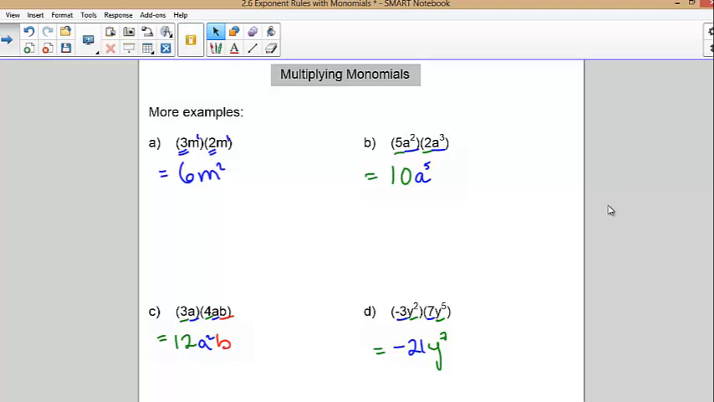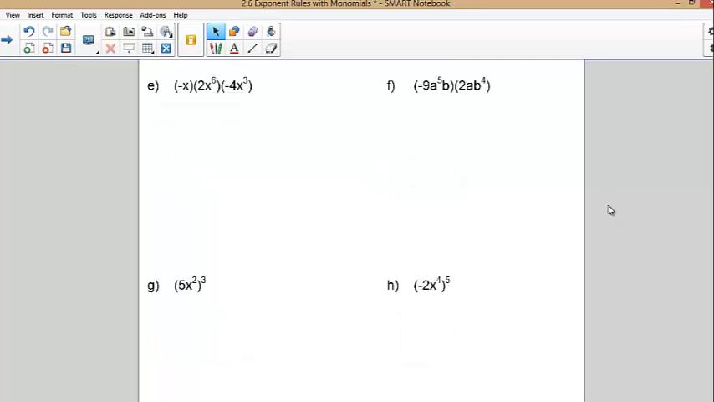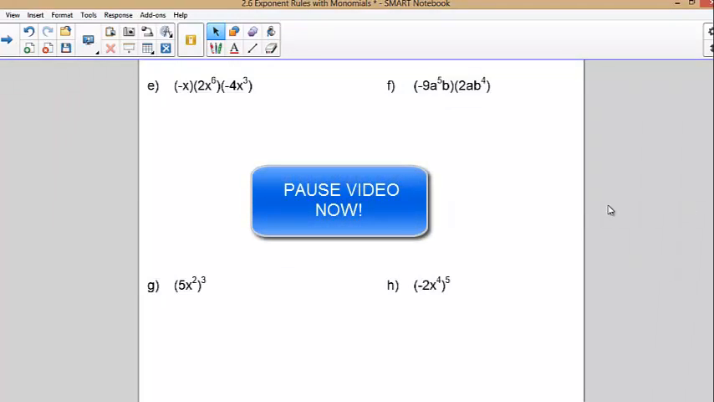Of course, there are a few more examples here. I want you to go ahead and consider them. I promise those will be the last ones for this evening. So give those a try.